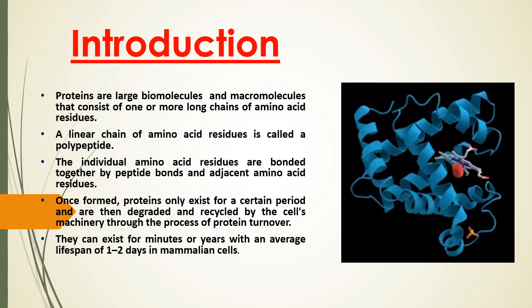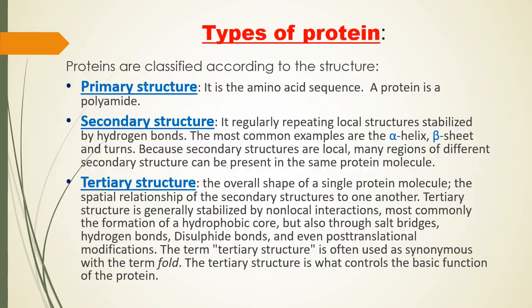Proteins only exist for a certain period and are degraded and recycled by the cell's machinery through protein turnover, and they can exist for minutes or years with an average lifespan of 1 to 2 days in mammalian cells. So let's see the types of the proteins. Proteins are classified according to the structure.